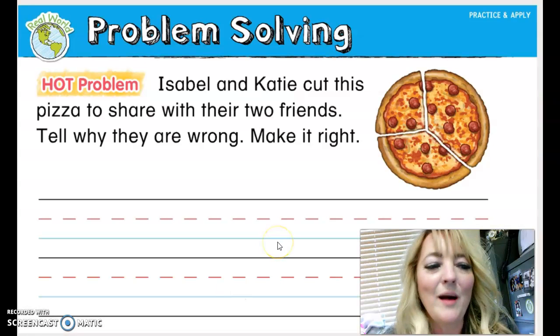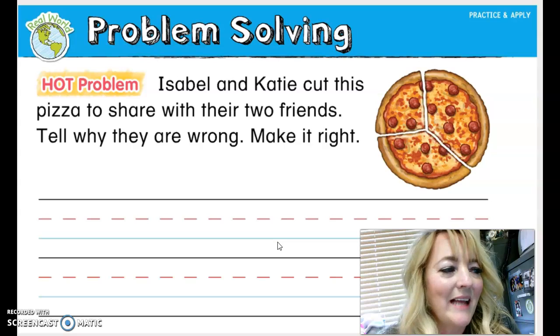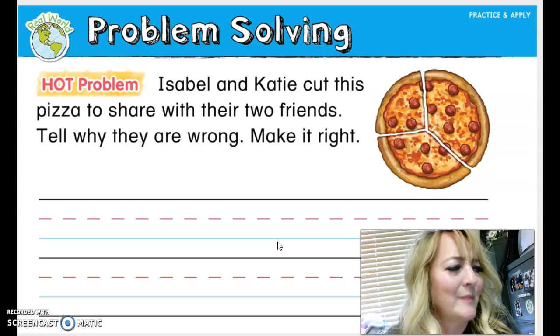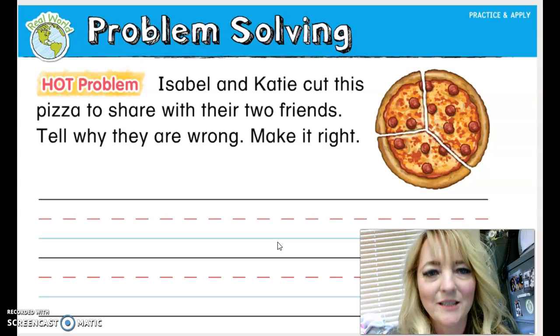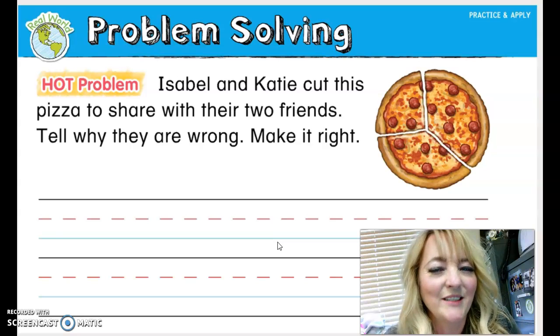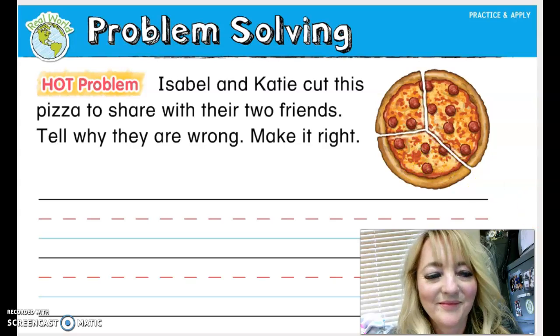Okay, here's our hot problem. Isabel and Katie cut this pizza to share with 2 friends. So first have Isabel and Katie plus their 2 friends. Tell why they are wrong and make it right. Please remember to use a capital and a period and use complete sentences.